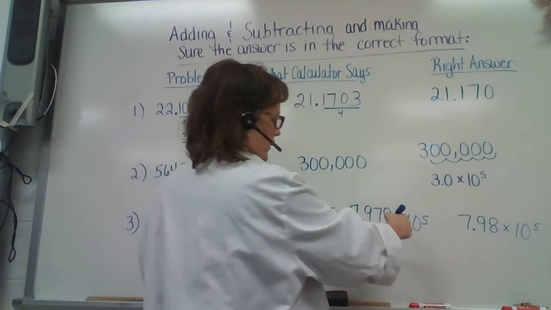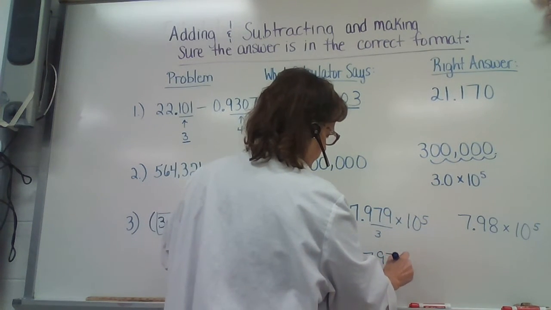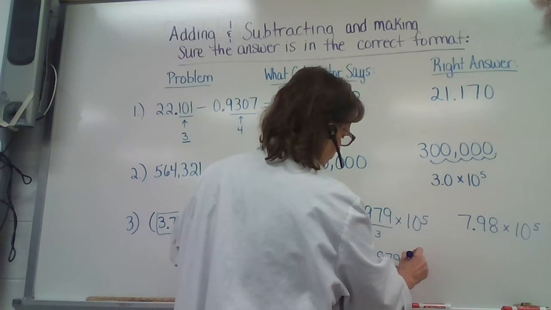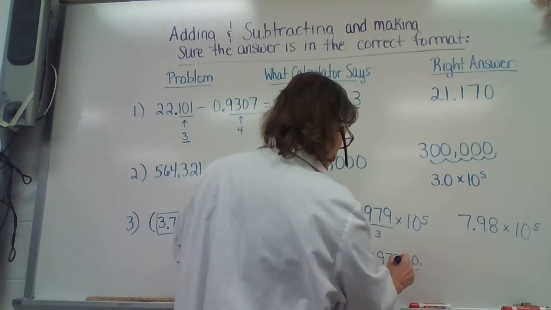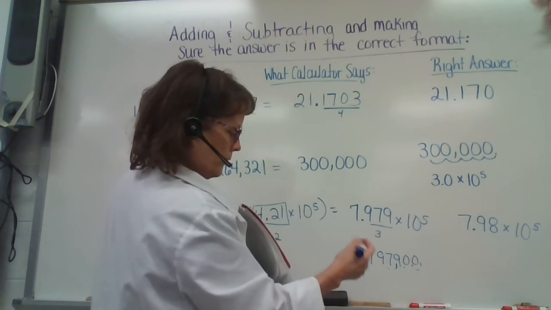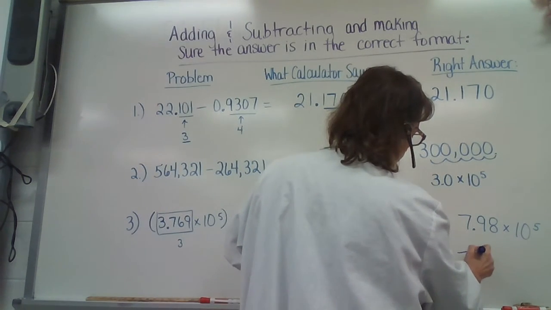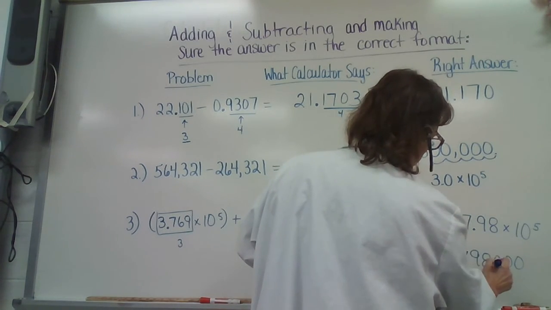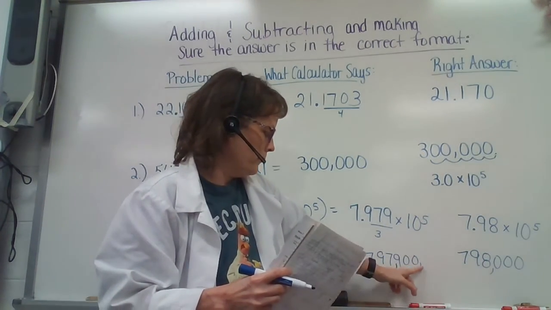And basically, if you write this out, you're going to end up with the same number. Move our decimal place over 1, 2, 3, 4, 5. So add your zeros in there, and your number ends up being 797,900. And over here, same thing. 1, 2, 3, 4, 5. You see how it's pretty much the same number. It's just we rounded up a little bit.